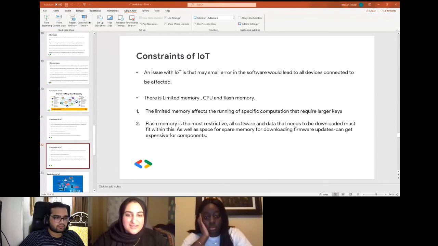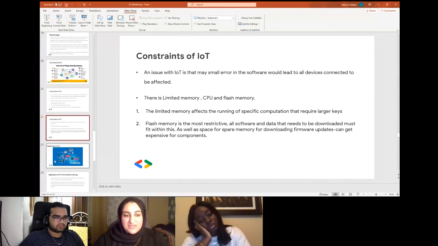Most software and data that needs to be downloaded has to fit within this, as well as updates and extra space just in case it needs to download more data. So it can actually lead to quite expensive components because you need to look a lot at the memory storage.